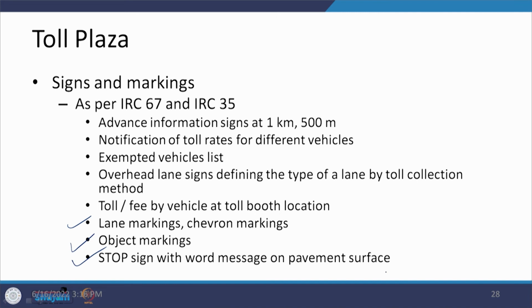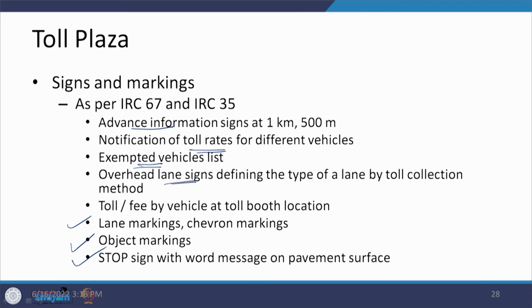Apart from that, the advance information has to be given, and this information may start at say 2 kilometers, 1 kilometer and 500 meters, stating that you are approaching a toll plaza. It can also be there in terms of that now you are on a road which is a toll road. So, that type of information can be there. The information on the rates which are going to be charged for different categories of vehicles, the vehicles which are exempted or the category of persons who are exempted to pay the tolls, that is also there.